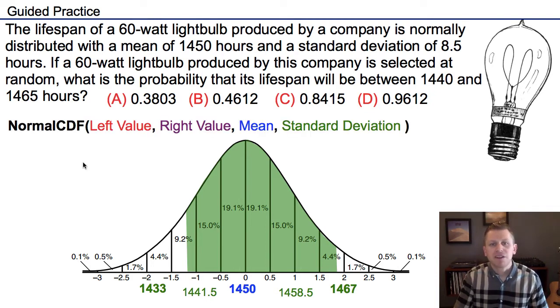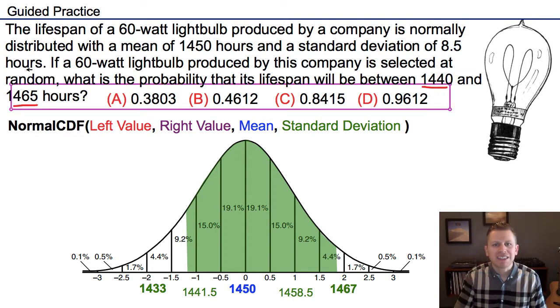I want to bring up this function here. All I need to know is the left value, the right value, the mean, and standard deviation. Well, the left value here is this value to the left, which I can see in the problem is 1440. The right value is this value here, which I want to calculate up to 1465.